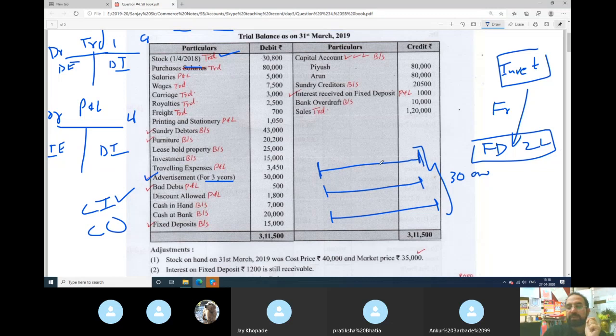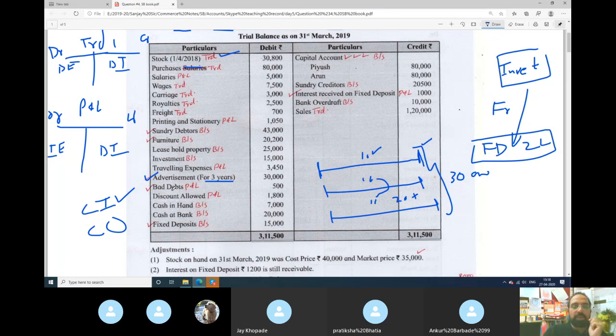So every year 10,000, 10,000 and 10,000. Total is 30,000 for 3 years. But when we are preparing final accounts for this year, we will take only this year's 10,000 rupees. So the other 10,000 plus this 10,000, 20,000, is what we have paid in advance, prepaid expenses. So this is an adjustment.